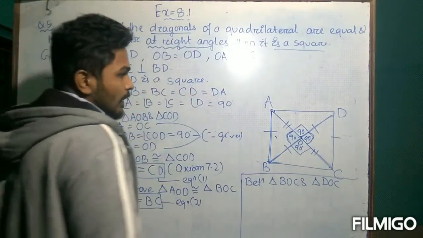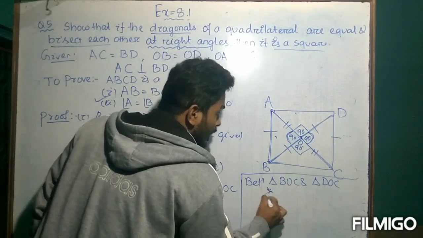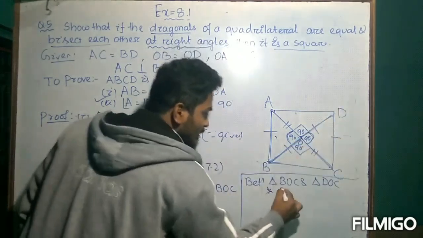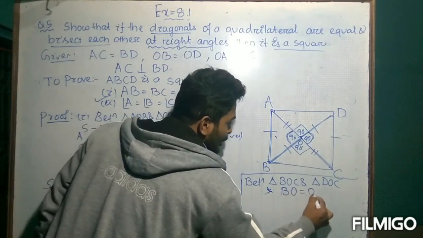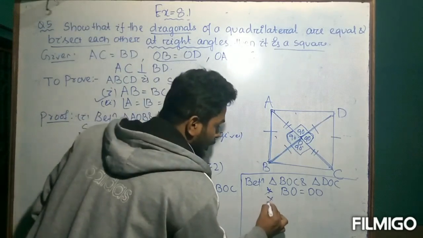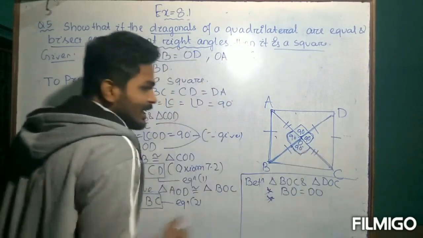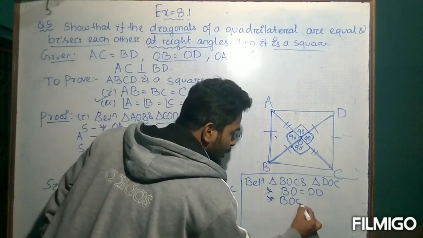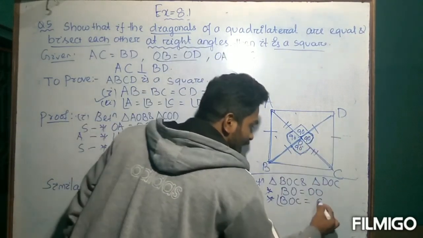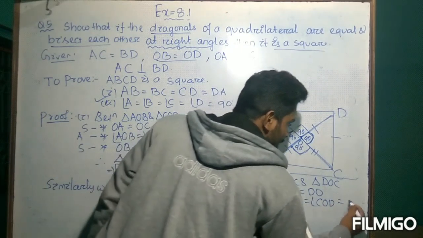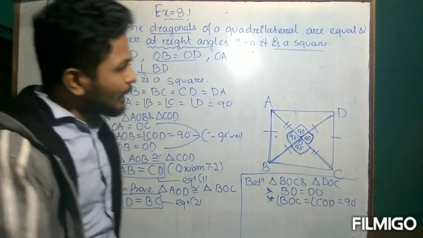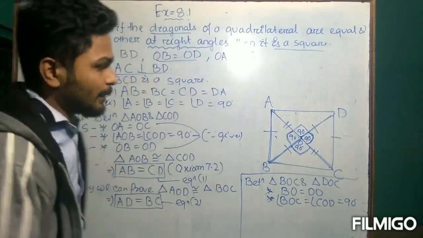These two triangles. See, BO of the triangle BOC is equal to DO of the triangle DOC. BO is equal to DO. Why? Because it is given. Second, this angle is 90 degrees, that means angle BOC is 90. And this angle is also 90 degrees, that means angle COD is 90. So angle BOC and angle COD are 90 degrees. It is already given that the angle between them is perpendicular, or 90 degrees.